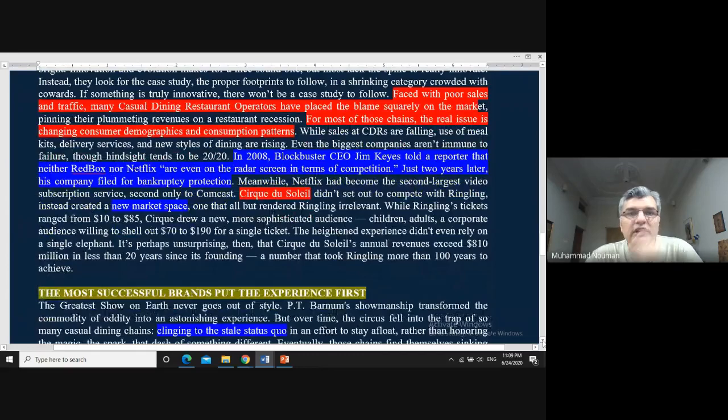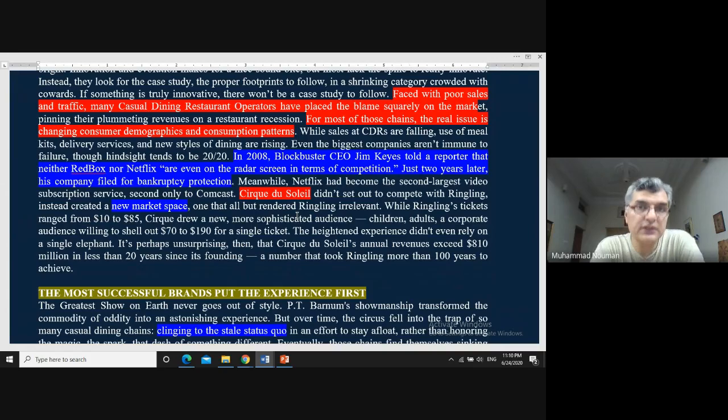One further example is given, that is of Cirque du Soleil. This is a Canadian circus or entertainment company which is still surviving and doing very well. In fact, if you have the time, you can go to YouTube or any other internet web page and try to watch some of their content, how they present their shows. Very innovative, very updated.